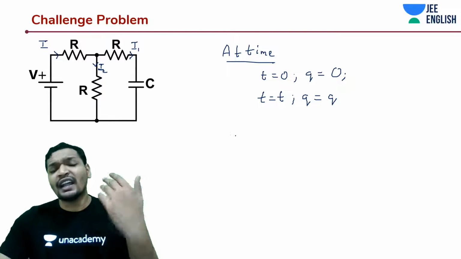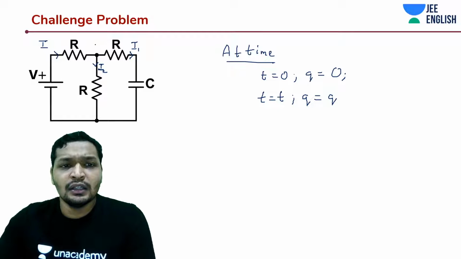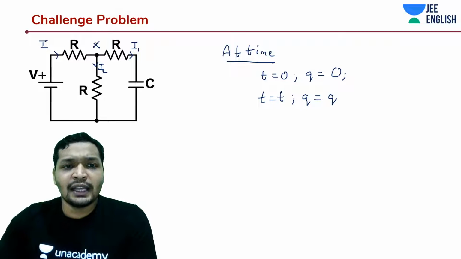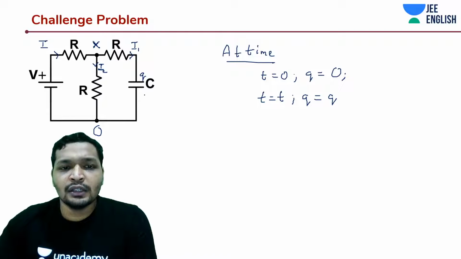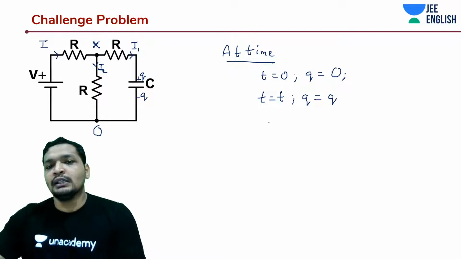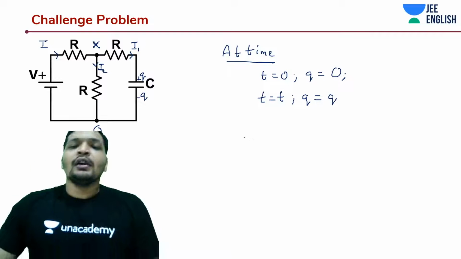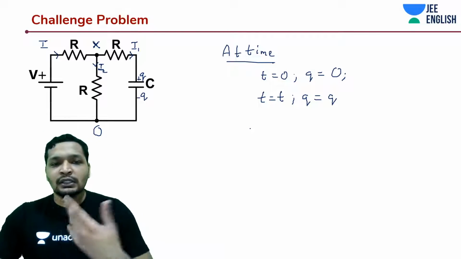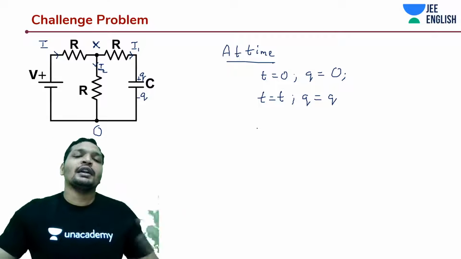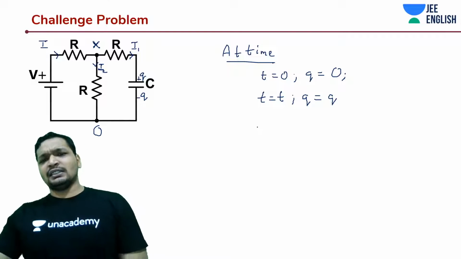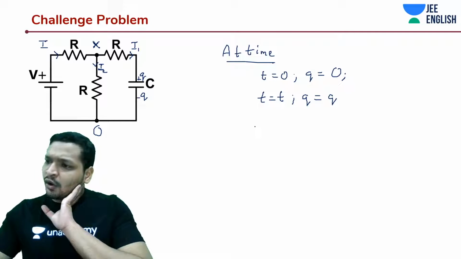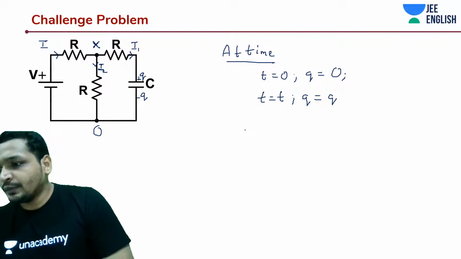Now, given any kind of problem, how to solve it. Let's assume there is some potential X across this, and this is going to be 0. Some charge q has accumulated on it. There's of course an easy way of doing this problem, but let's first understand it, because this is a simple circuit. What if you had 3 capacitors, 2 capacitors, and multiple resistors in different resistance combinations? You should be able to solve it.